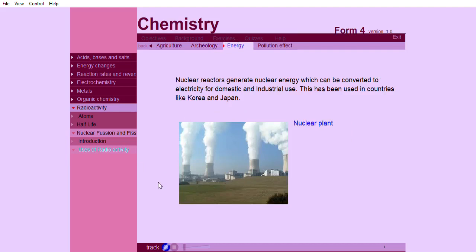Nuclear reactors generate nuclear energy which can be converted to electricity for domestic and industrial use. This has been used in countries like Korea and Japan.